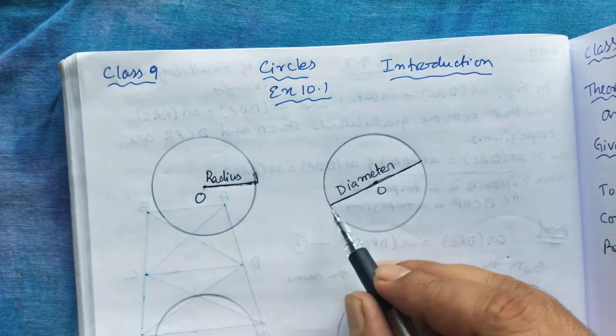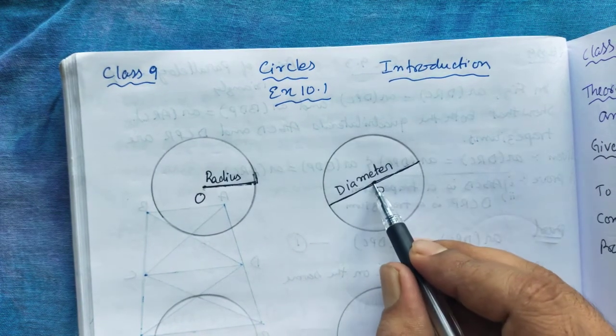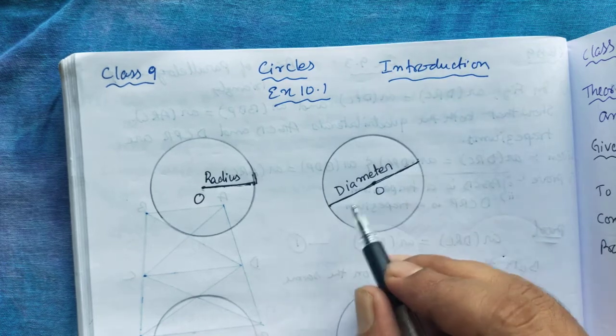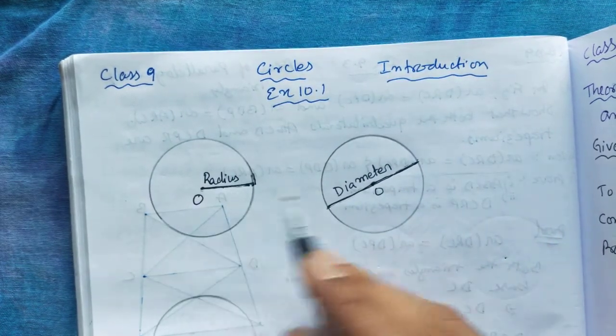Now diameter means it's a distance passing through the center, and the endpoints are on the circumference. So this is the diameter. Diameter is always double of the radius. You have to know that.